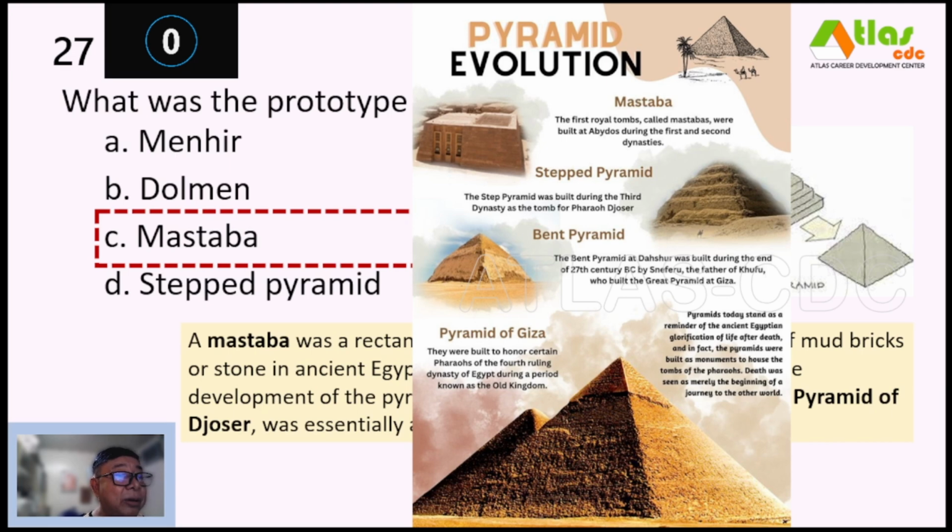And we now have the pyramids at Giza. They were built to honor certain pharaohs of the fourth ruling dynasty of Egypt during a period known as the Old Kingdom. So pyramids today stand as a reminder of the ancient Egyptian glorification of life after death. And in fact, the pyramids were built as monuments to house the tombs of the pharaohs. Death was seen as merely the beginning of a journey to the other world.